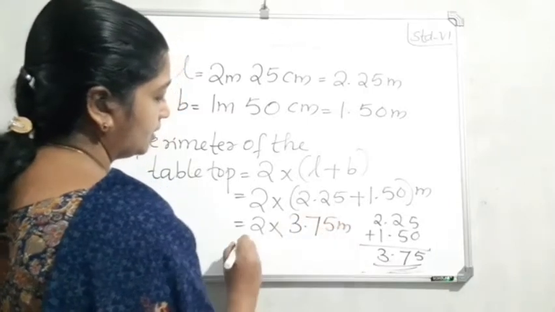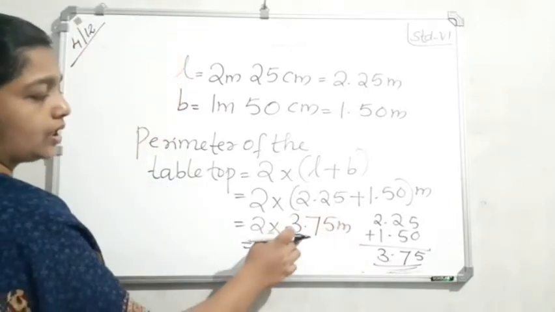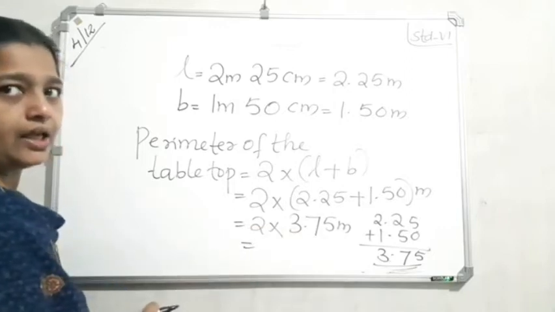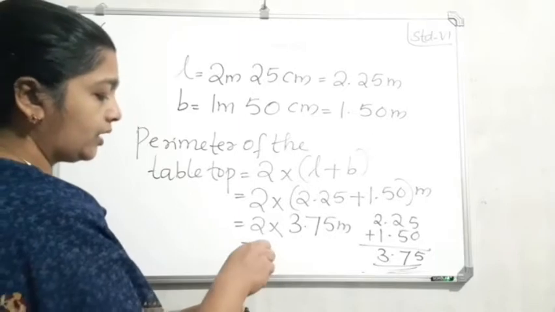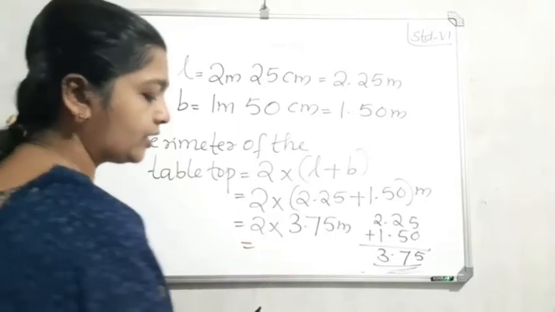3.75 meter. Next, 2 into 3.75 meter. Again, we want to multiply. All of you do 2 into 3.75. So, we can multiply together.